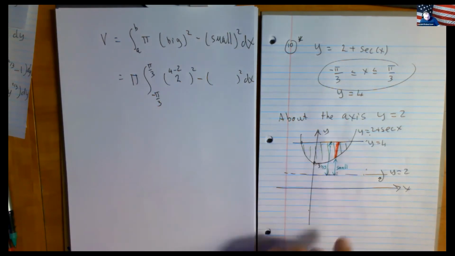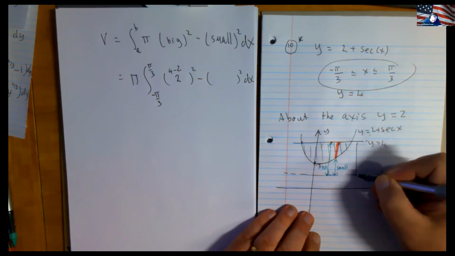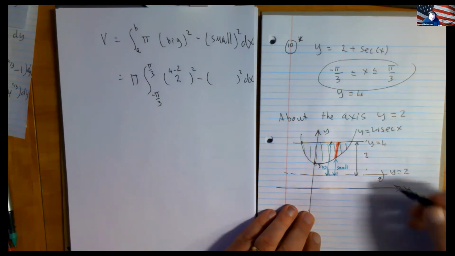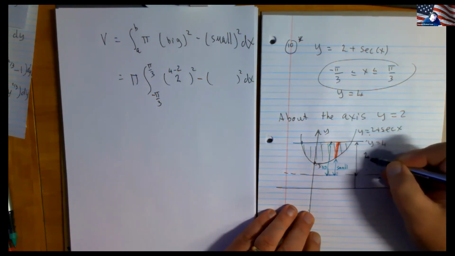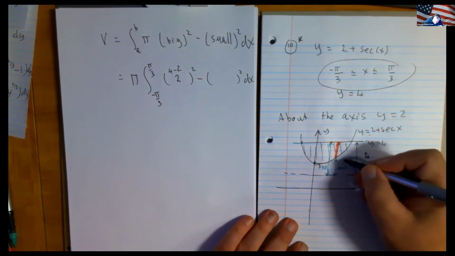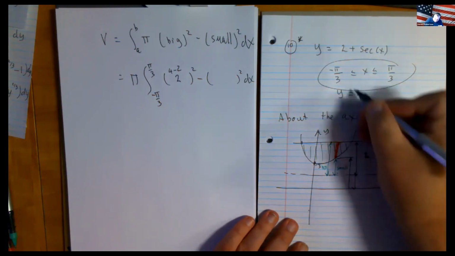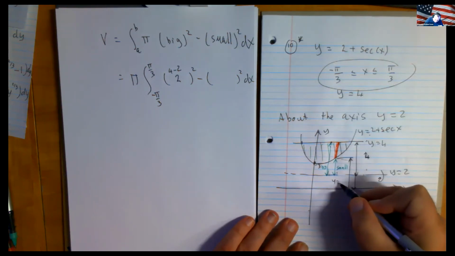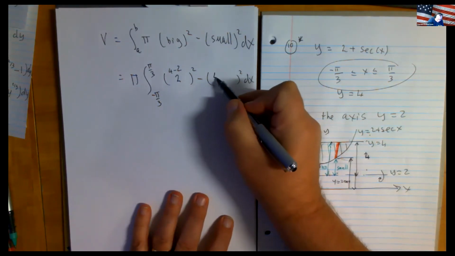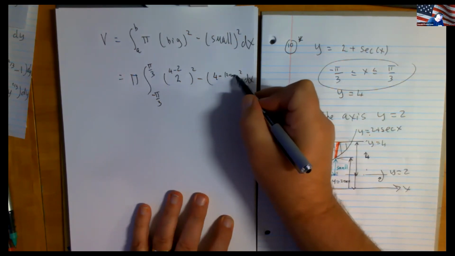Now, what about the small one? Well, if you take that distance there, it's 2. Actually, if you take that distance there, that's a better one. It's 2. If you take the distance here, it's the value of the function. So it's 2 plus secant x. So the guy we're looking for is 4, take away 2 plus secant x.